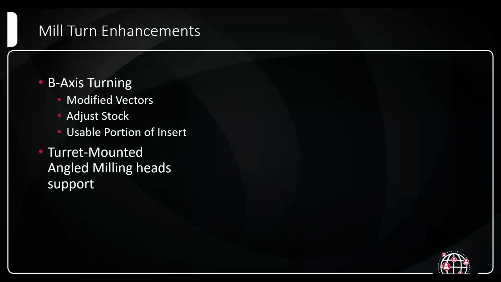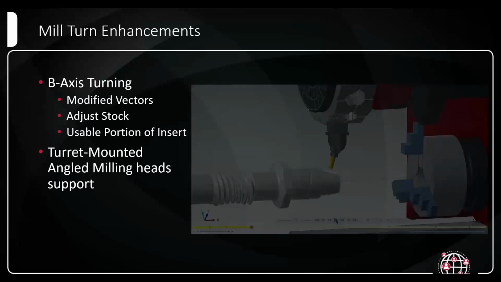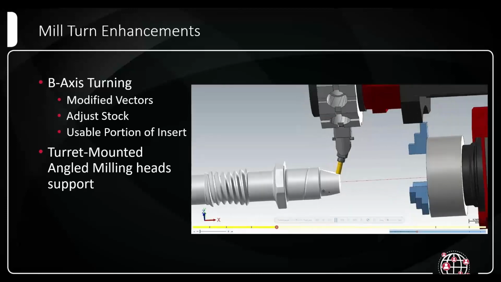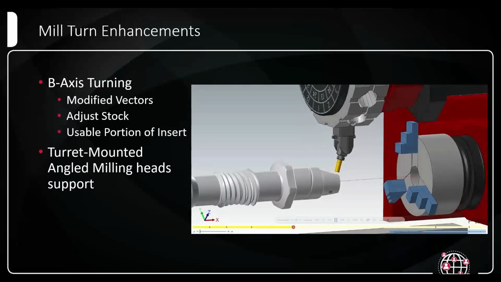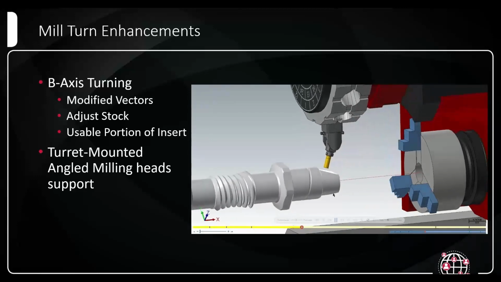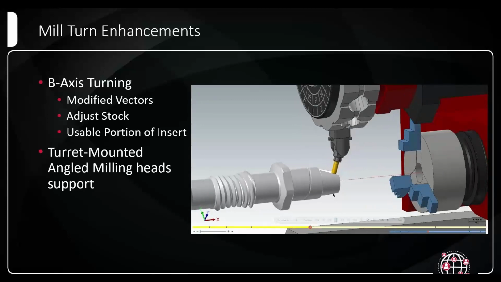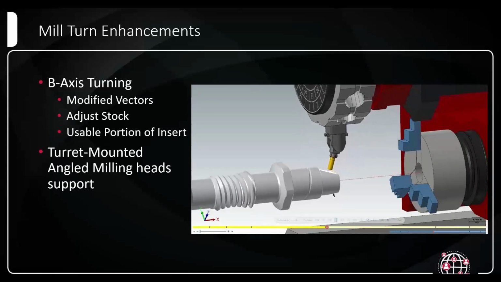Now, this is another component support that I'm happy to see. A couple years ago, you guys may have seen that we added steady rest support in mill turn. Well, now we've taken it a step further, and we now have turret-mounted angled milling heads to support. So I know it's a mouthful, but essentially it's for tool types like these where you have this specified angle, both manual or automatic. So if it's one of those situations where you have to set it first, lock it down, and then run the program, you can do it that way. And from my understanding, it can also support automatic if your machine is capable of that.